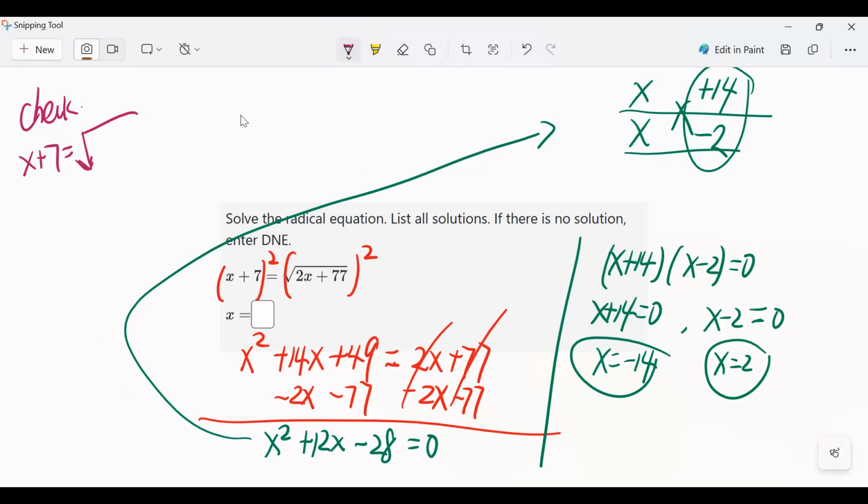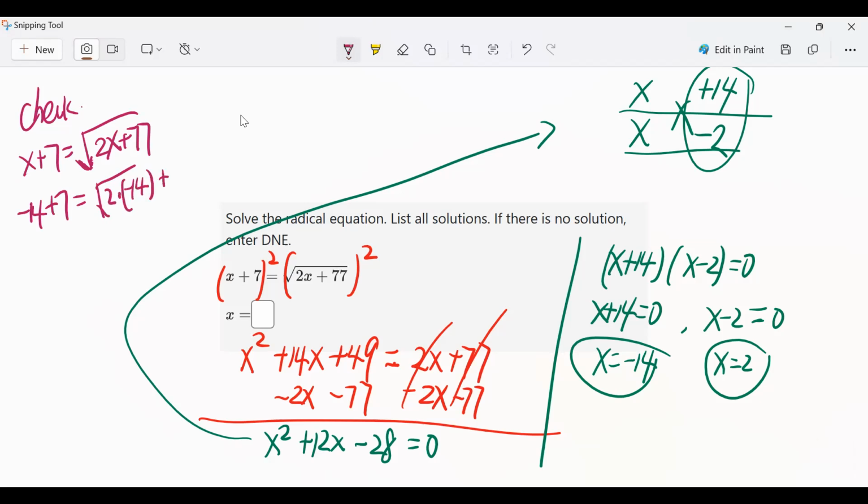So sometimes you may create a false answer here. That's why you need to double check. If you plug in minus 14 on the left hand side, you get minus 14 and 7. And that's definitely not allowed, right? This is disallowed. Because it's a square root, the number on both sides should be positive.